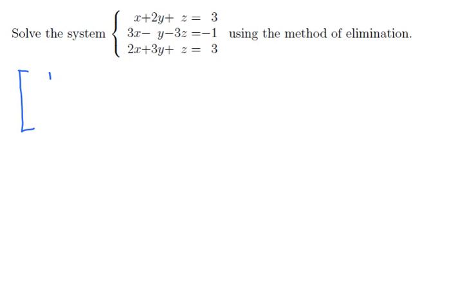The first row would read 1, 2, 1, 3. The second row would read 3, minus 1, minus 3, minus 1. And the third row would read 2, 3, 1, 3.